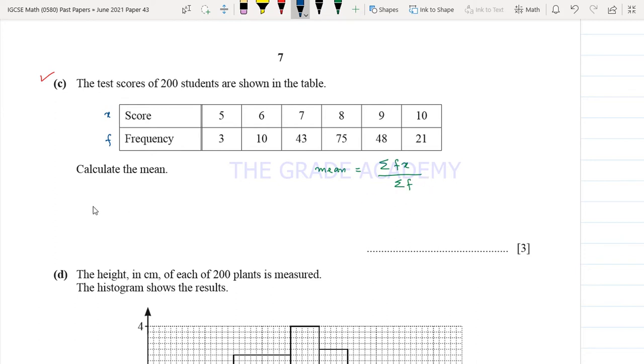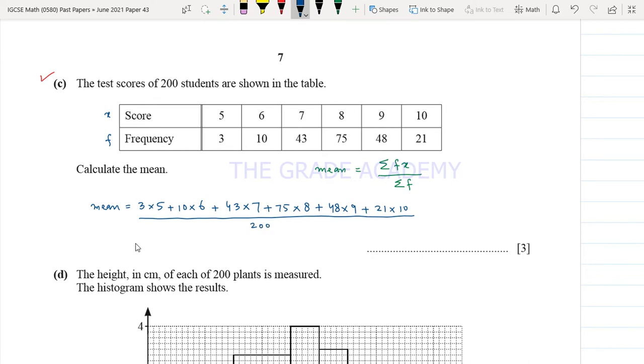So the mean will be equal to 3 times 5 plus 10 times 6 plus 43 times 7 plus 75 times 8 plus 48 times 9 plus 21 times 10, and then we have to divide this whole thing by the total frequency. The total will be 3 plus 10 plus 43 and so on, but we already know that the total number of students is 200, so this total will also be 200, so divided by 200. So this will give us the mean of this data.